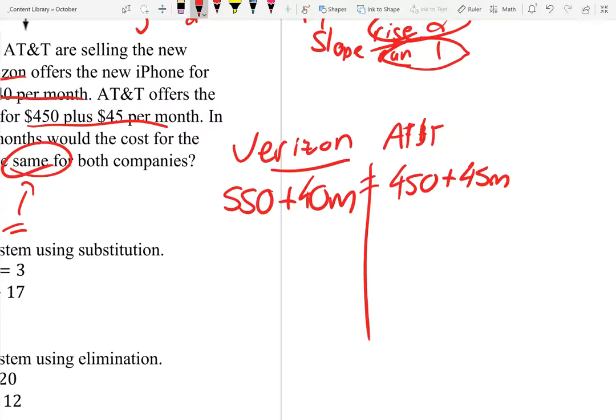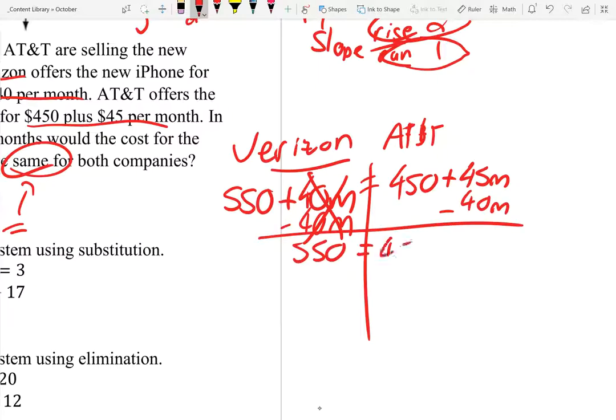So there's our expressions set equal to each other, and now I'm going to go ahead and solve. I'm going to subtract 40M to start with, so I can cancel 40M out and move it over here. So that's going to leave 550 equal to 450 plus 5M, because 45 minus 40 is 5, right? So now I'm solving for M, so I'm going to cancel out the 450 and also the 5, so that M can be by itself.